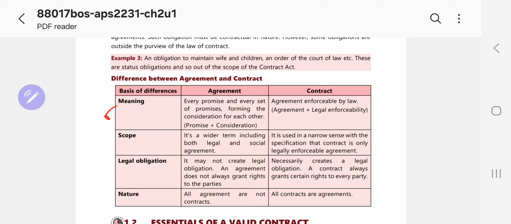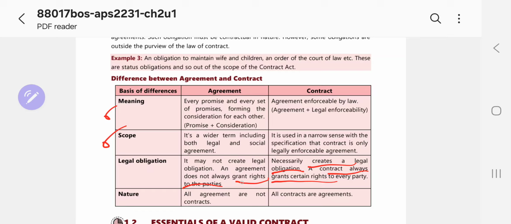So a contract includes only legally enforceable agreements, but agreement includes both legal agreements and the social contract. So the scope of agreement is wider and the scope of contract is narrow. Now coming to legal obligation. An agreement may not create a legal obligation. An agreement does not always grant rights to the parties, but a contract necessarily creates a legal obligation. A contract always grants certain rights to every party.